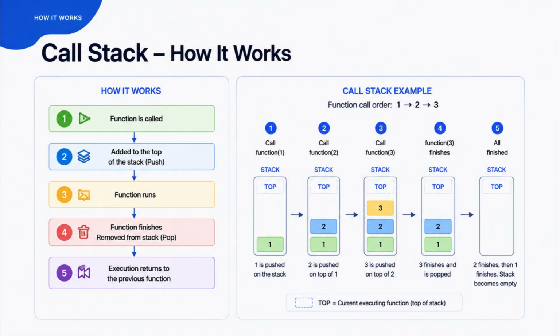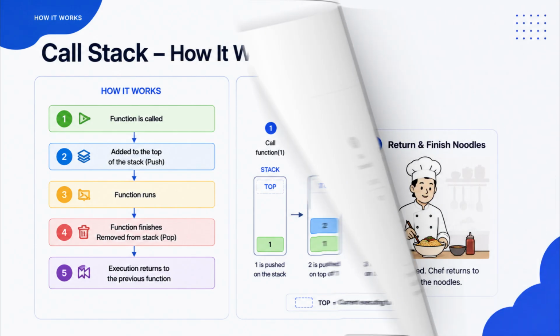The call stack is the mechanism JavaScript uses to keep track of the functions that are currently being executed. Whenever JavaScript starts executing a function, that function is added to the call stack, and once that function finishes execution, it is removed from the call stack. The call stack follows a simple rule called LIFO, last in, first out. Now this might sound a little technical, so let's understand it with an example.